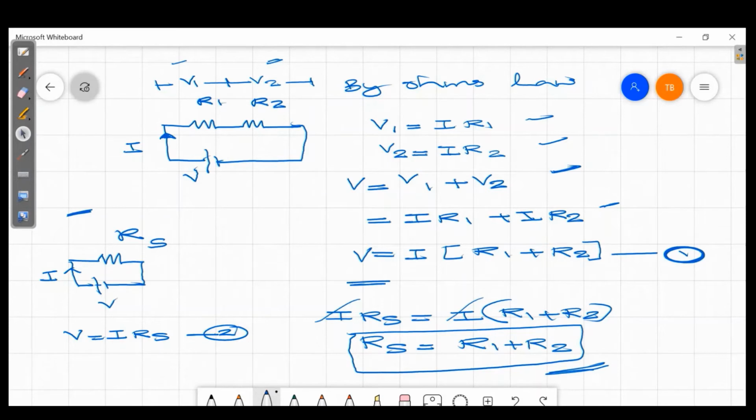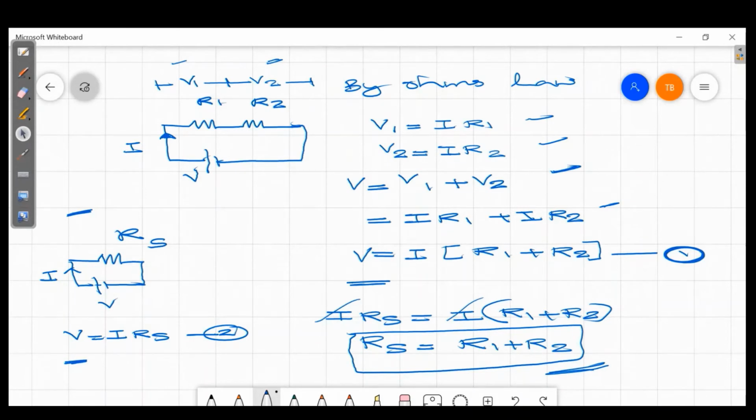Then comparing equation 1 and 2, cancelling I on both sides, and finally we get Rs is equal to R1 plus R2. Okay, just imagine two resistors of 1 ohm connected in series. Then what happens to the final resistance? Yeah, it's 1 plus 1, that is 2.